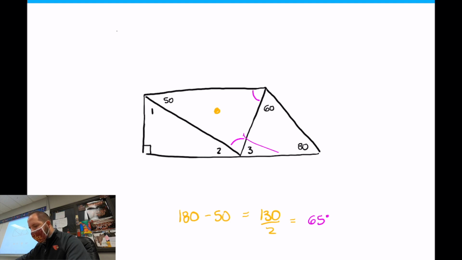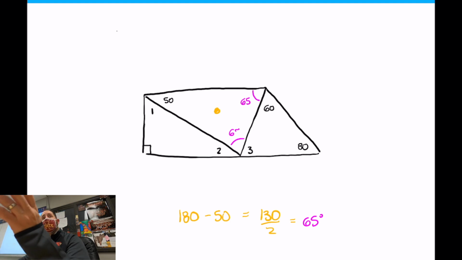65 and 65. There we go. 65 degrees. And so this is 65 and this is 65. All right. So good start, right? We found what was left in that middle triangle. We divided by 2 because both angles left over were the same number. Good. Now what? Somebody else now.